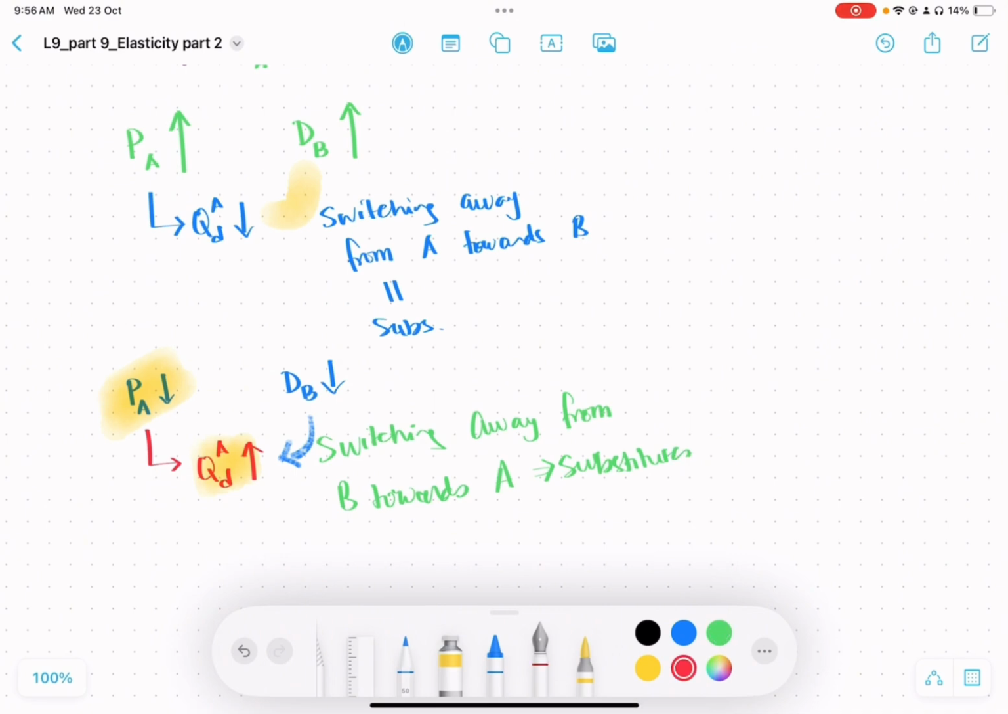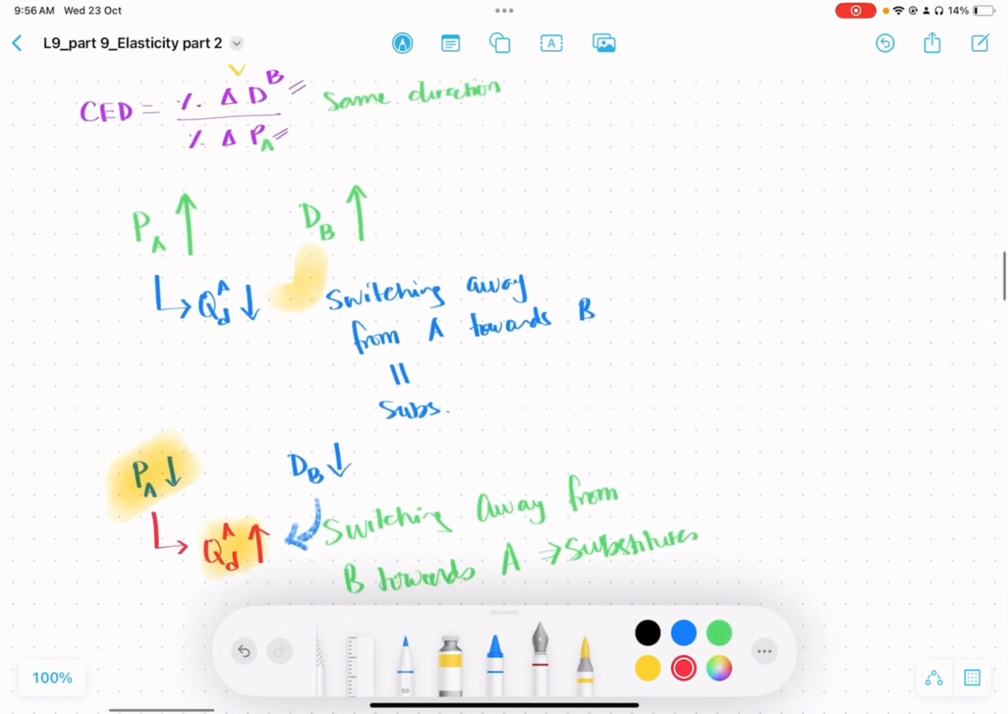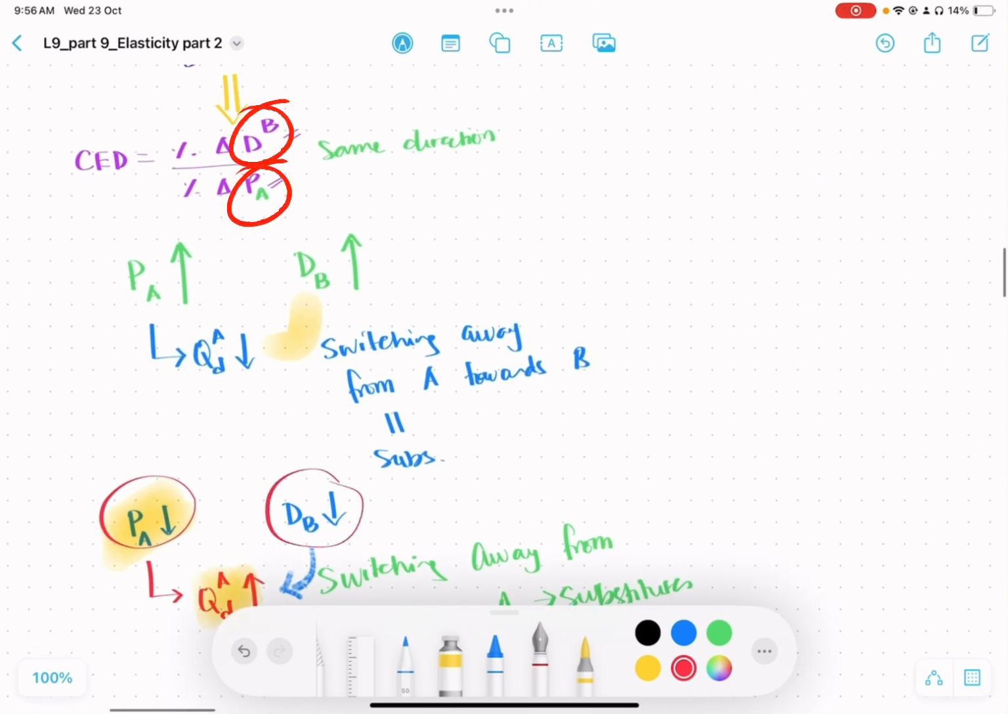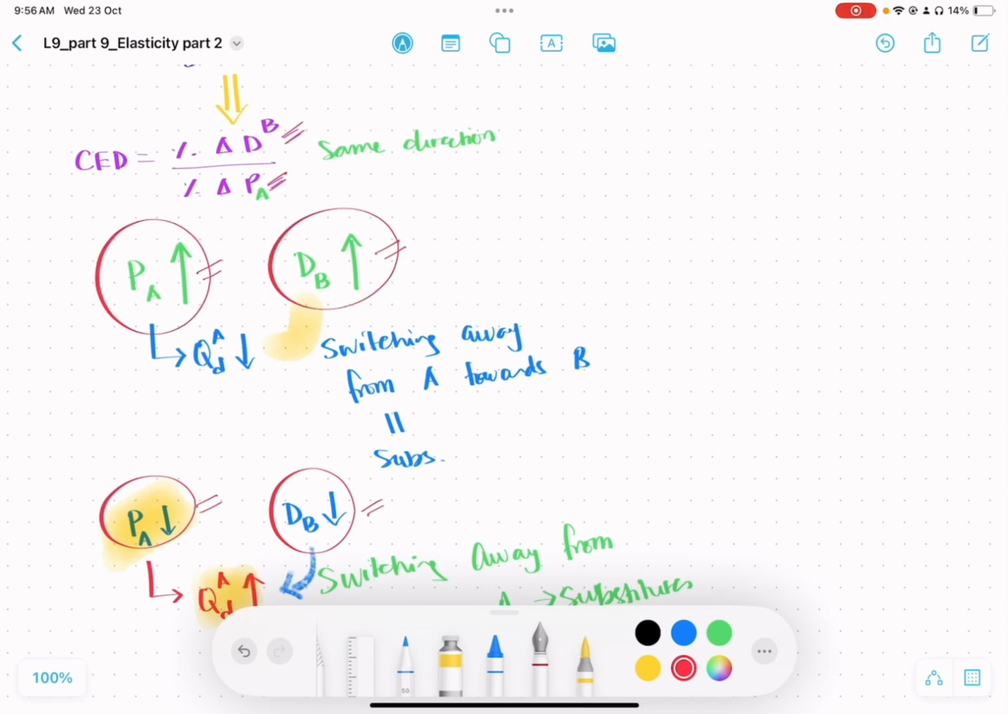Notice that when we're talking about moving in the same direction or the opposite direction, we're talking about only those two variables that are present in the formula. So demand for good B and price of good A. These are the arrows we are concerned with, which direction they're moving.